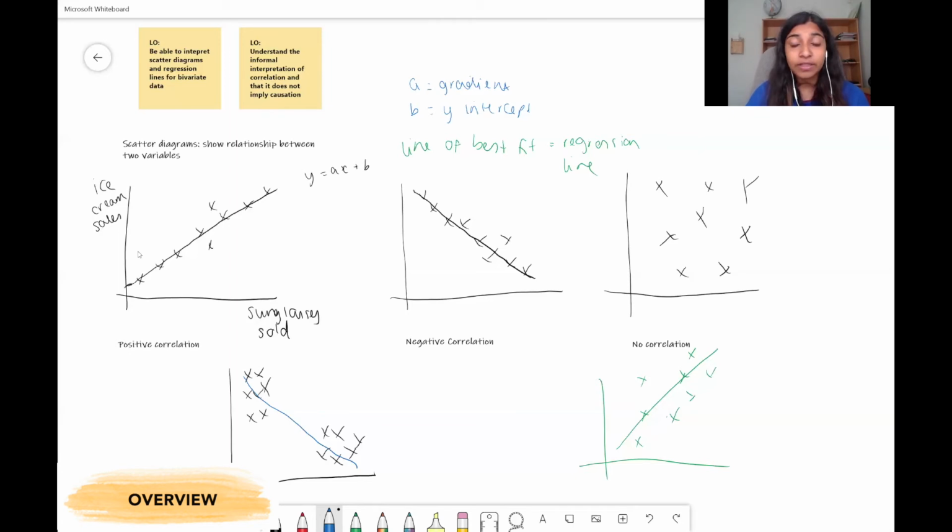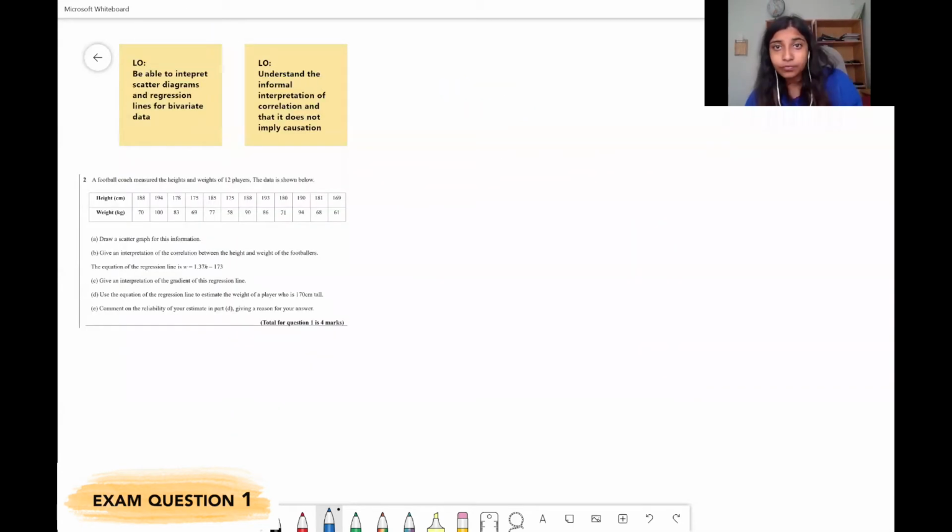So let's put this into practice. So we have an exam style question here. Feel free to pause the video and try it out for yourself first. So we have a football coach measured the height and weights of 12 players. The data is shown below. So the first thing is we want to draw a scatter graph for this information.